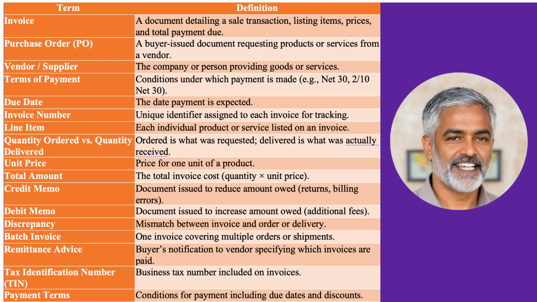Discrepancy: mismatch between invoice and order or delivery. Batch invoice: one invoice covering multiple orders or shipments. Remittance invoice: buyer's notification to vendor specifying which invoices are paid. Tax identification number: business tax number included on invoices. Payment terms: conditions for payment including due dates and discounts. These terms and additional resources are available outside of this learning module.